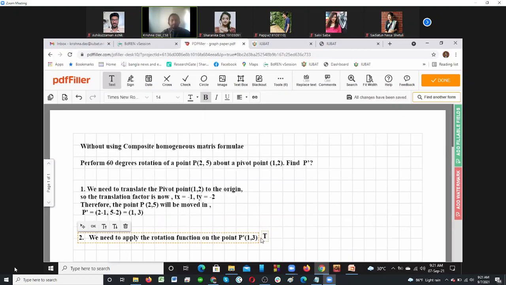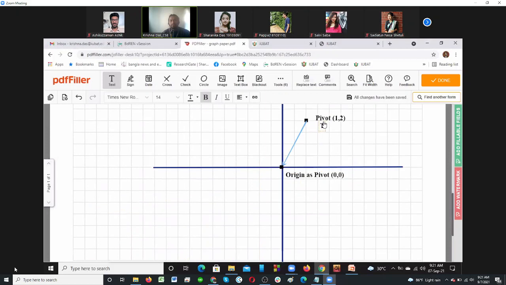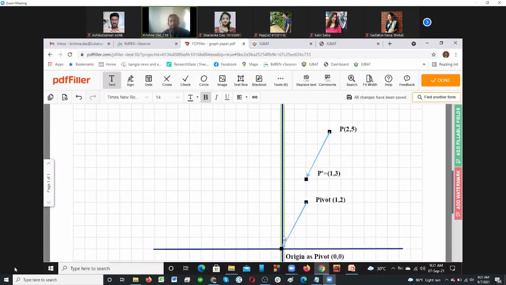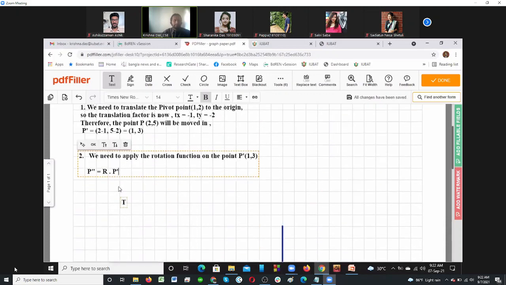So we are going to apply this one. So what actually do we get? We get a new point, right? P double prime should be the rotation factor that we have, with the dot product with the P prime, right? So this point now will have a rotation with this point, and then we'll get a P double prime of a point.